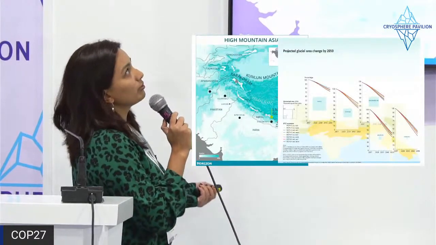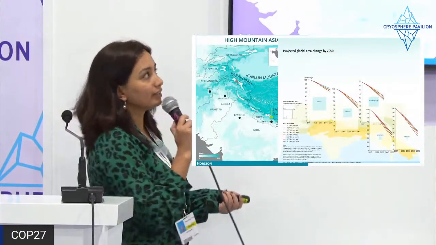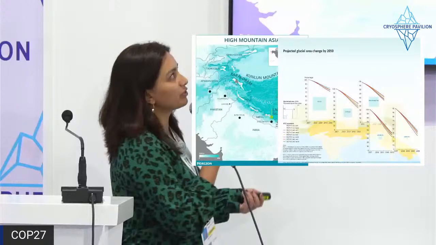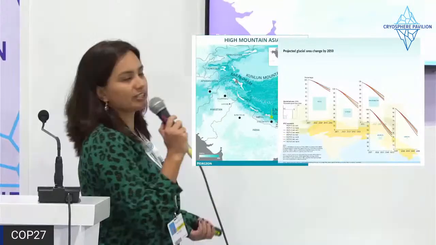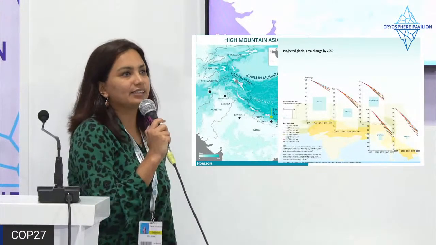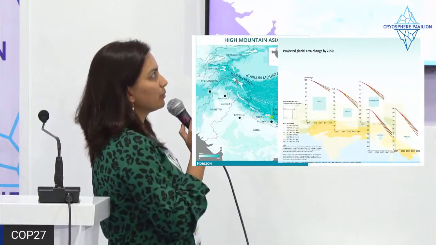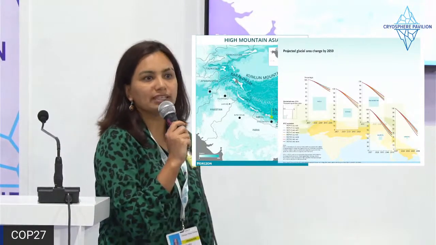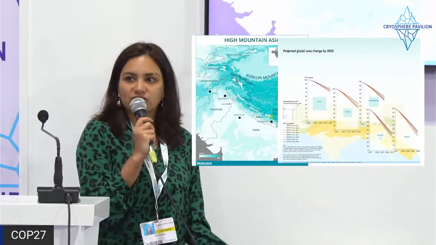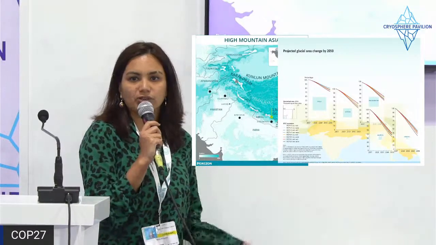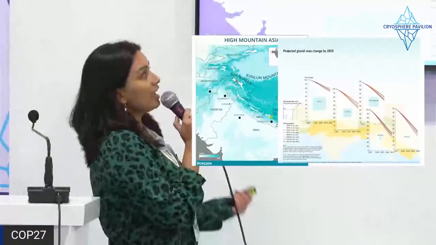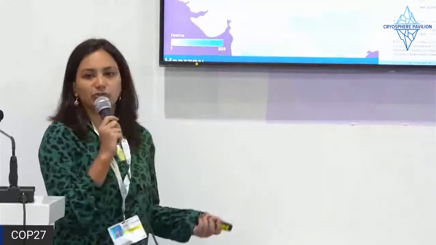So talking more about glacier changes, we can look at this figure in projected glacier area change by 2050. And there is something we need to remember, that in the short term, there will be increased discharge in the river basin because of the rapid glacier melt. But as we move towards the long-term period, there will be decreased river flow.